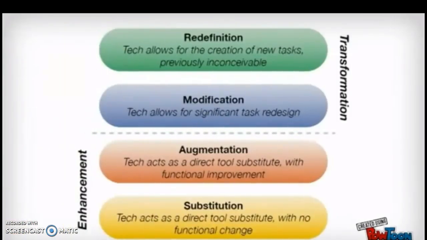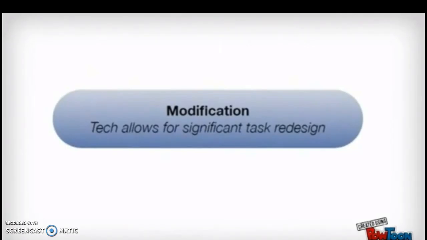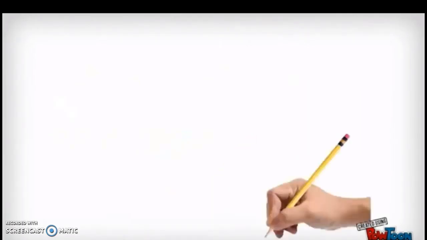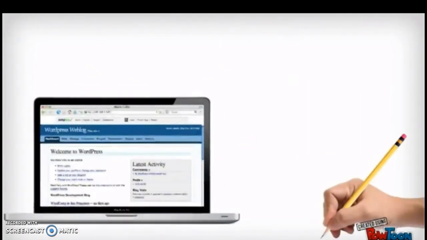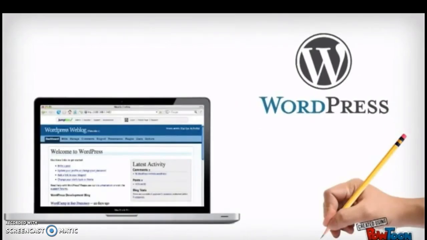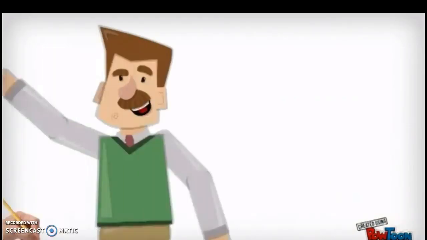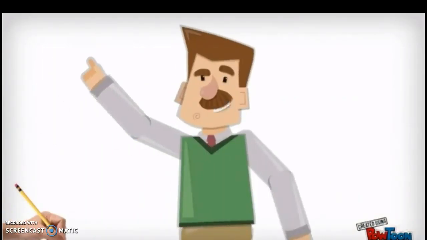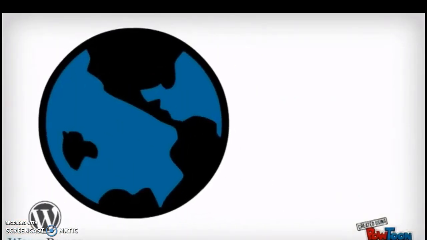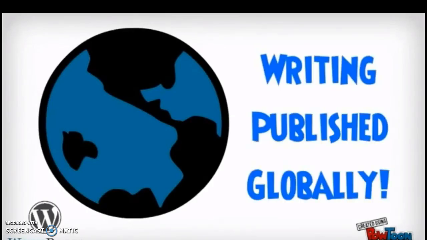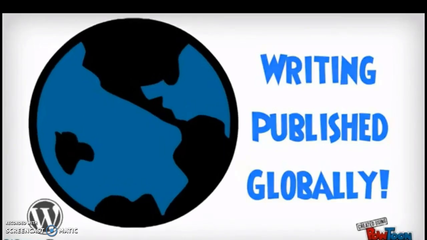Most learning takes place above the line, and it starts with modification. Here, the technology is used to provide a significant task redesign. So instead of simply writing an essay, a student could publish a WordPress blog using text, embedded videos, pictures, and other web links to convey their argument. The audience is no longer just the teacher either. It's the entire world. People from anywhere with an internet connection could review or comment on their writing, allowing for deeper analysis.